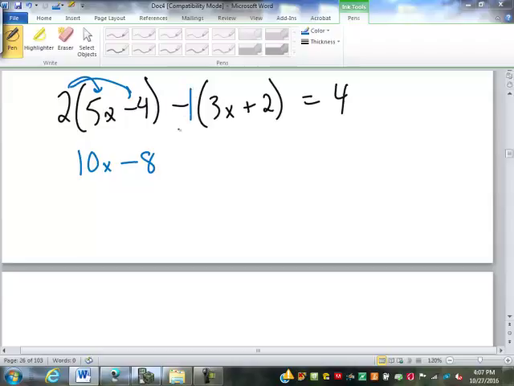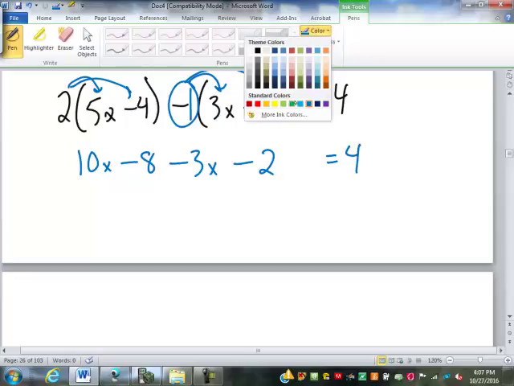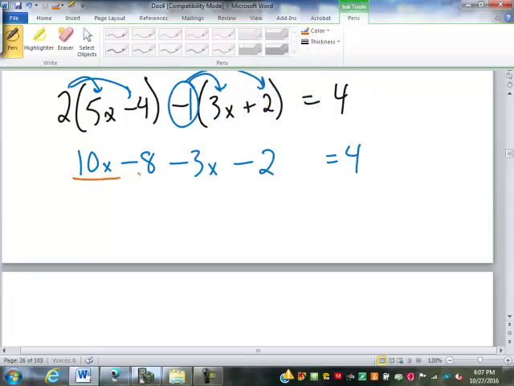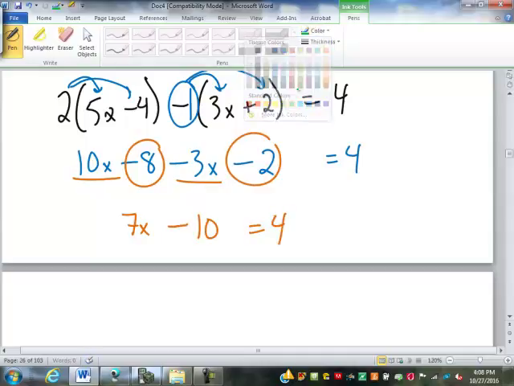That's a -1 multiplying it. Perfect. -1 times 3x is -3x. -1 times 2, -2. That still equals 4. Now what can we combine on the left side? 10x and -3x make 7x. Anything else? -8, -2 make -10. And then add 10.